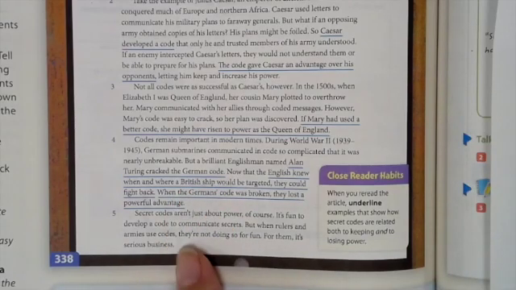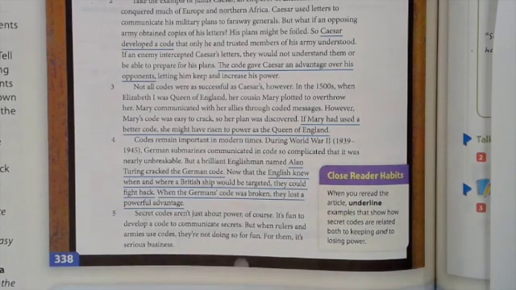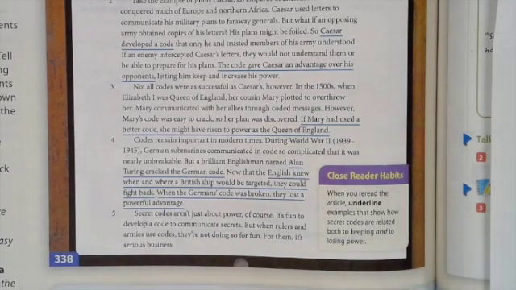Secret codes aren't just about power, of course. It's fun to develop a code to communicate in secrets. But when rulers and enemies use codes, they're not doing so for fun. For them, it's serious business.